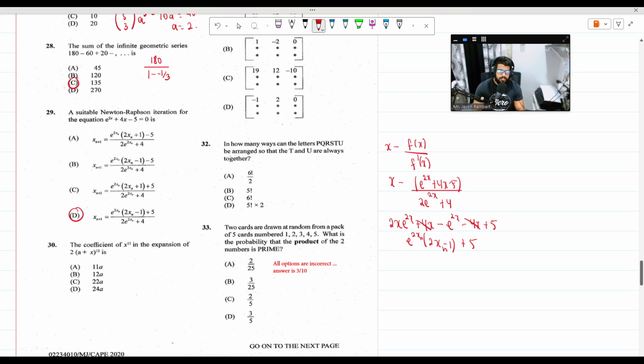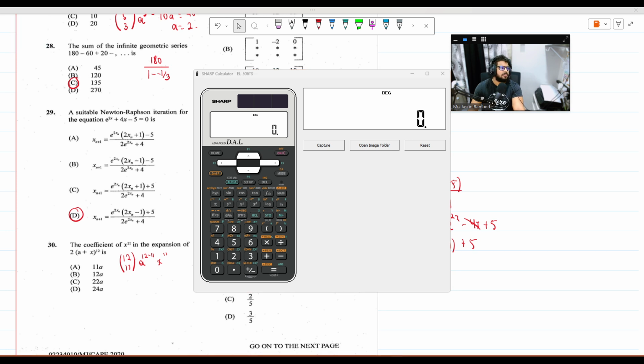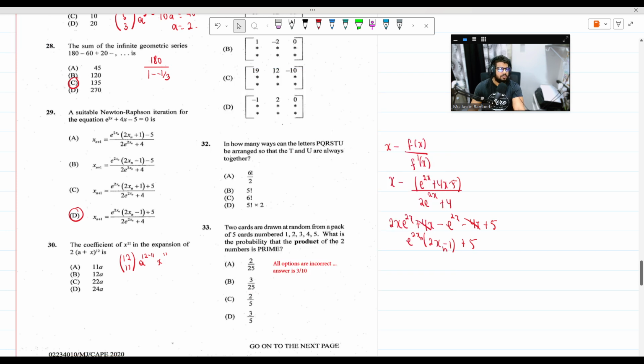The coefficient of x to the power 11 in the expansion of this is, so if we're looking at the coefficient of x to the power 11, r is going to be 11. So I'm going to get 12c11 into, afterwards I go multiply by 2. So 12c11 into a to the power of 12 minus 11, x to the power of 11. Where's 12c11? I think that is like 2.